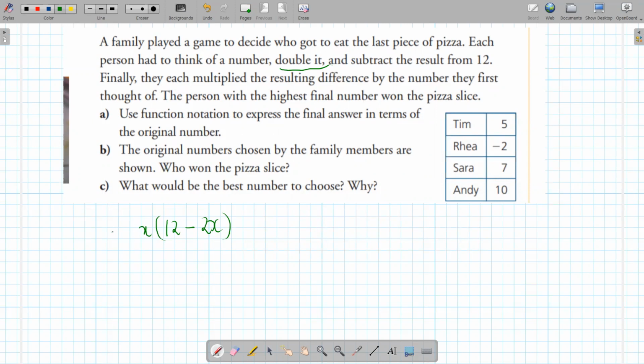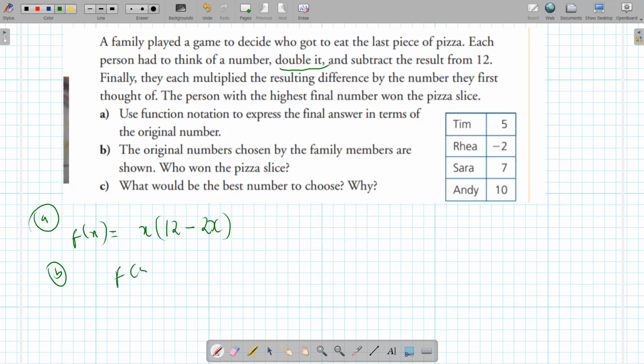So all we have to do, once we already have the result on the right side, is rewrite f of x on the left. And that's the answer to part A. Okay? Part B. The original numbers are shown here, and it says who won the pizza slice. The person with the largest answer is going to win, so all we're going to do is find f of these values.